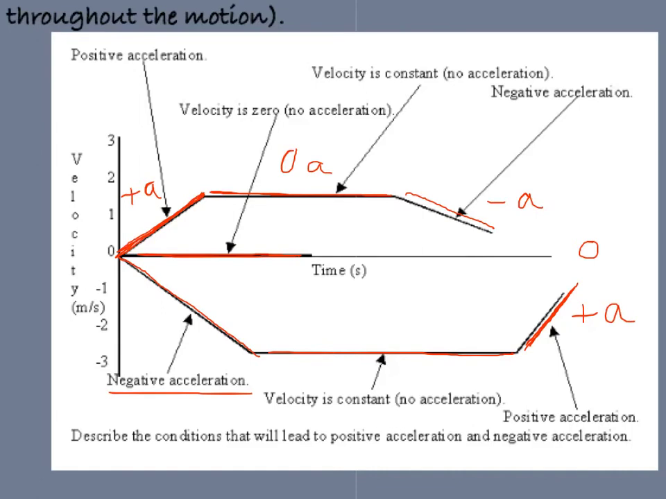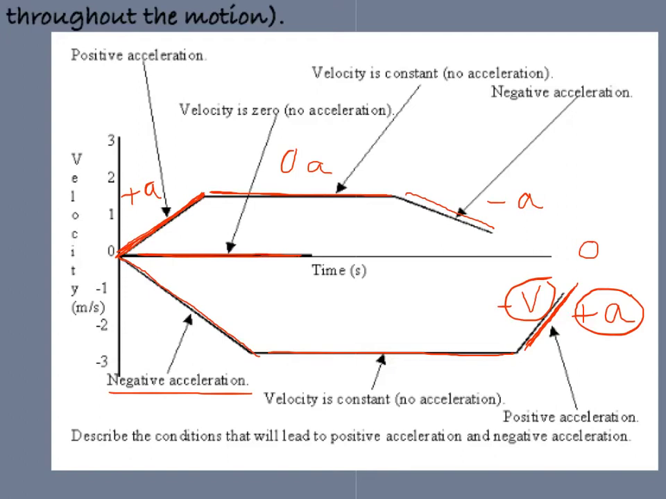So here you have a negative velocity because it's in the negative region of the velocity graph, but the thing is slowing down, so velocity and acceleration must be working against each other, and acceleration is positive.